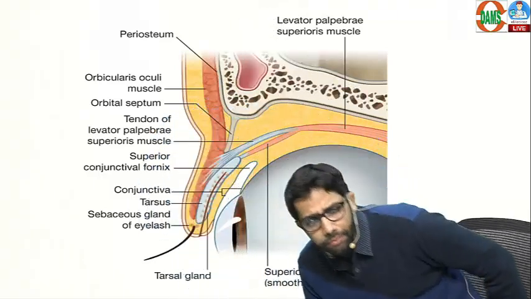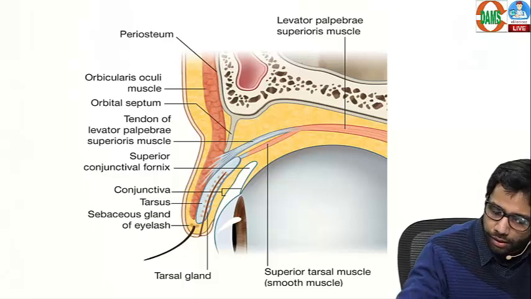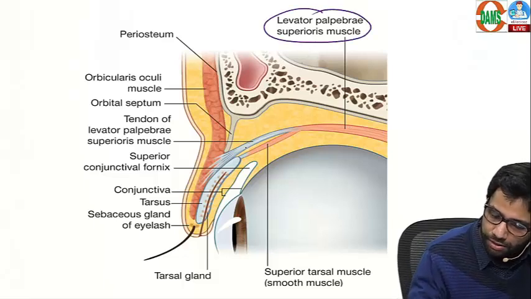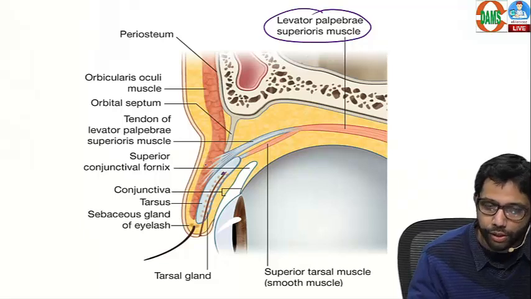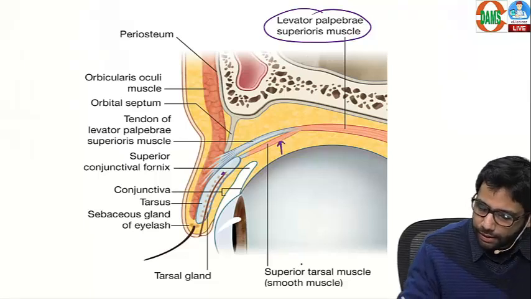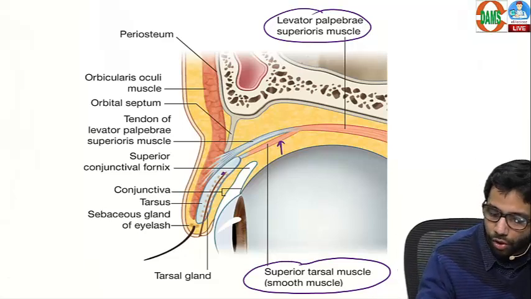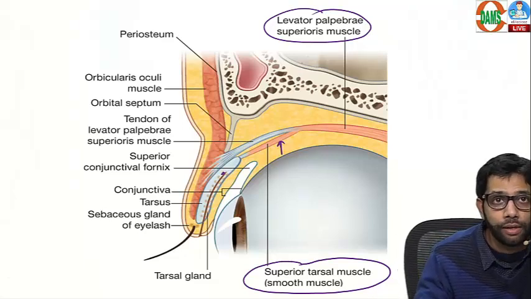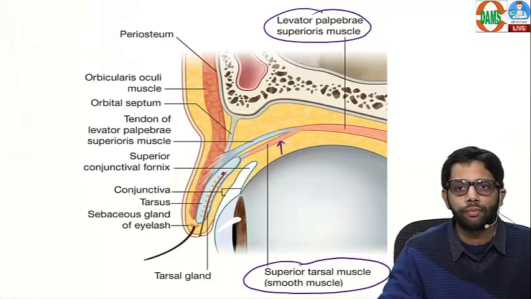Okay, let's see this diagram, a complex diagram, but let us see. This is the orbit, a lateral view. This is the LPS muscle, which is inserting into the anterior part of the septum or tarsus, and some superficial fibers going into the skin. What is important here is this smooth muscle known as the Muller muscle, also known as the superior tarsal muscle, originating from the lower end of LPS and inserting again into the tarsus.